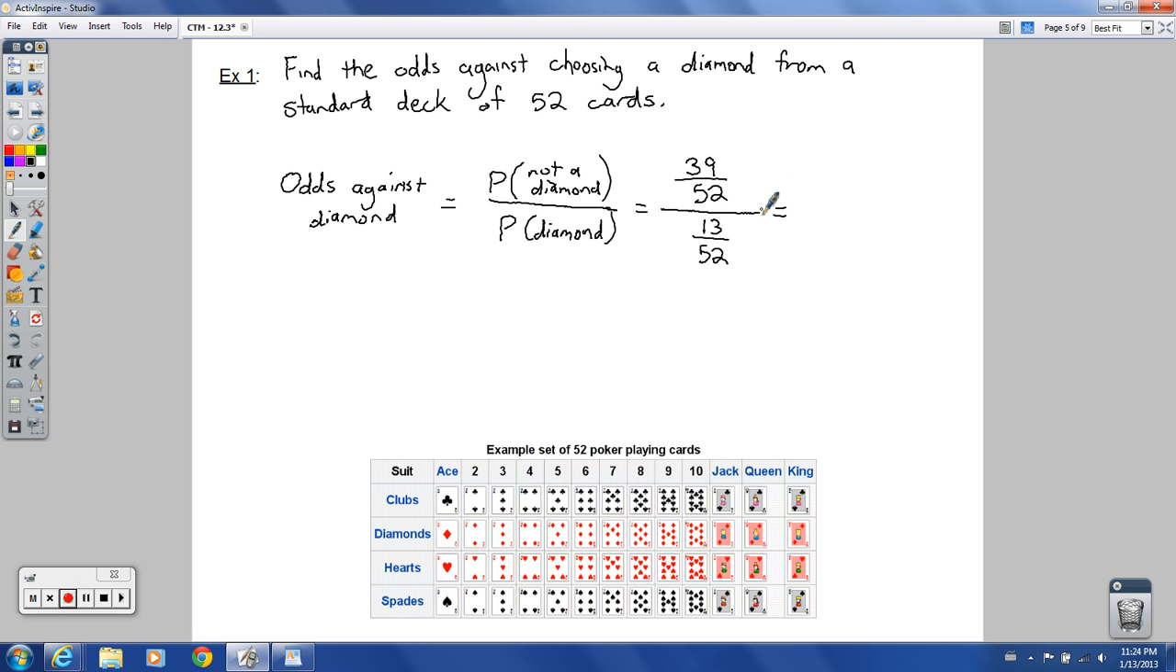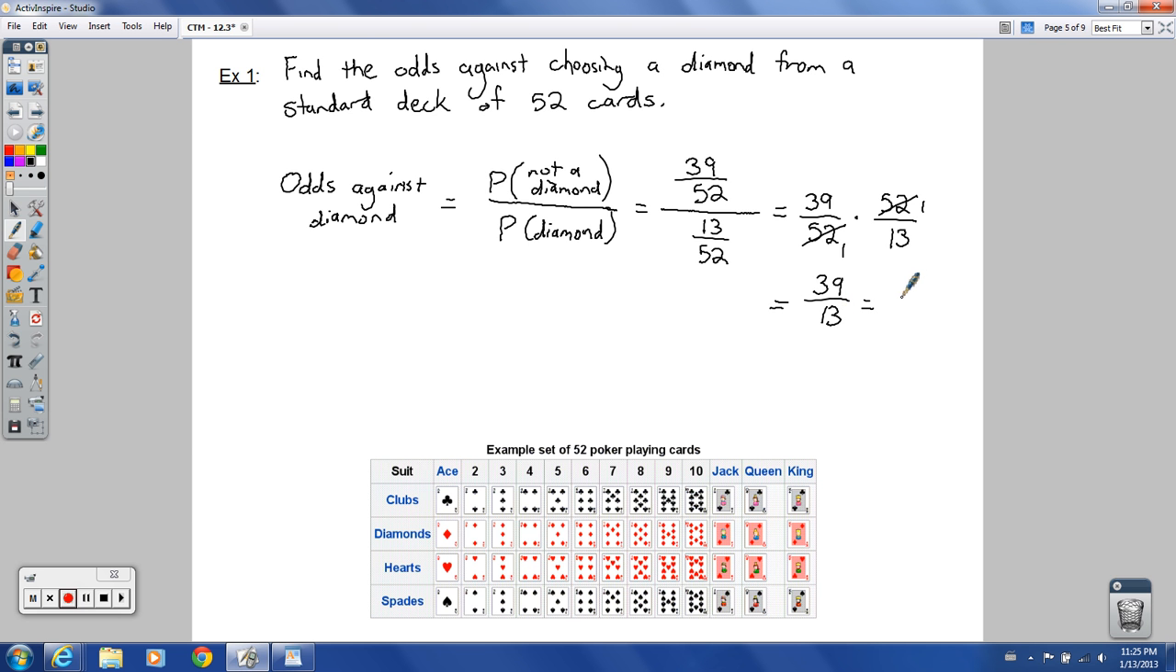And you can simplify this. If you remember from your past math classes, division of fractions: this is just one fraction divided by another fraction. You can change division of fractions into multiplication by the reciprocal of the second one. So you take this and multiply it by the reciprocal of the bottom fraction, that would be 52 over 13. 52 and 52 can cross cancel and become 1 and 1. So what you're left with is 39 over 13, or that's 3 over 1.